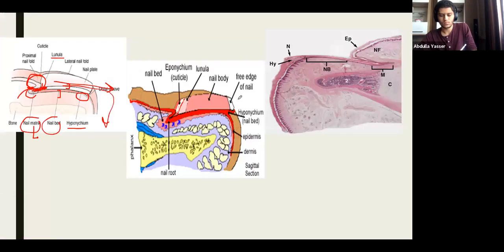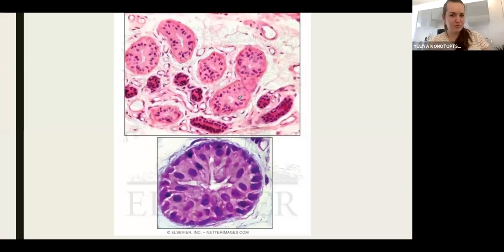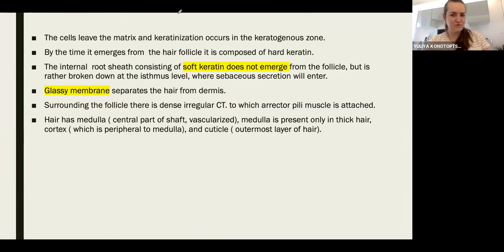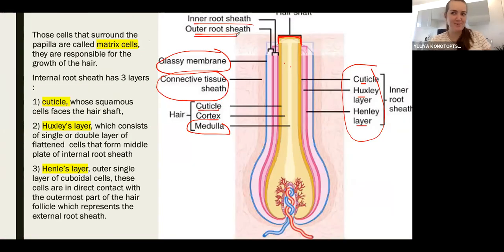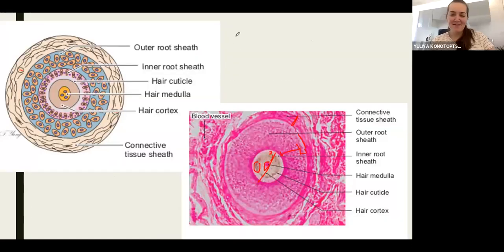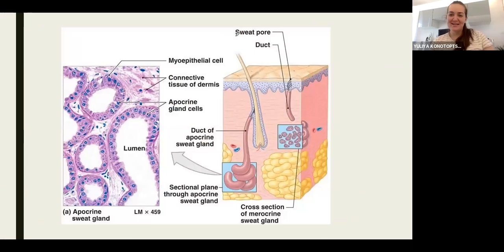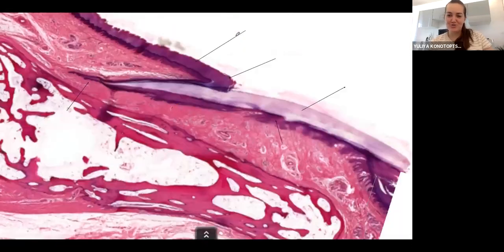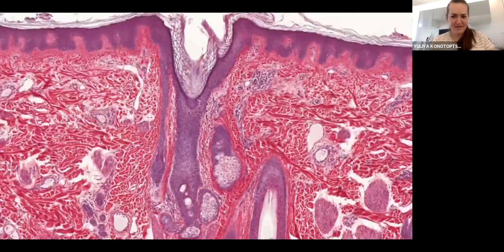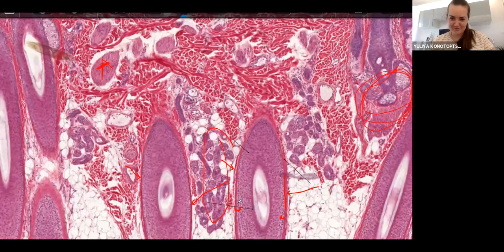Outer and inner. Outer root sheath. Why does it sound weird? Maybe I was saying it too many times, so now it actually sounds weird. Sorry. So yeah, this is the outer root sheath.